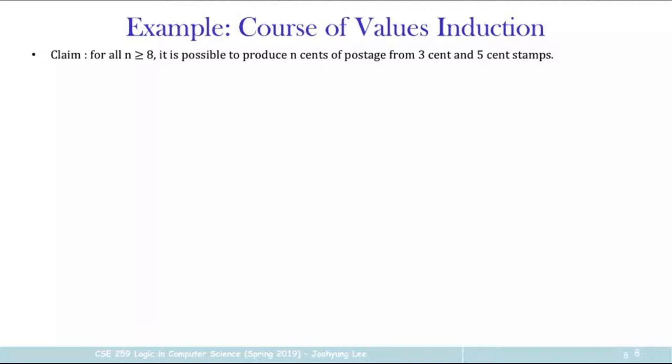So here is a claim. For all values n, we are going to create a postage of n cents, where you can use only 3 cent stamps and 5 cent stamps. And from this, can we generate all possible stamps that are greater than or equal to 8 cents?